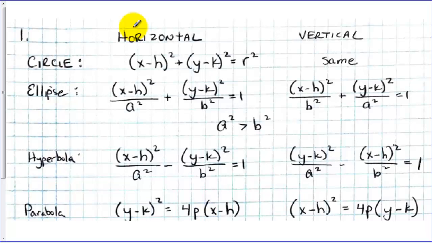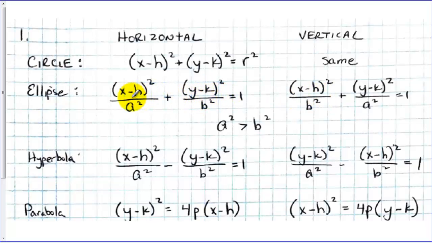Now earlier in our unit, when we did the conics the first time around, we had already done the circle centered somewhere else, and there is no horizontal or vertical, so they're the same. And remember, the ellipse, we had x over a squared, y over b squared equals 1. So the only thing that changes is the center of the ellipse. We now replace x with x minus h and y with y minus k in both forms.